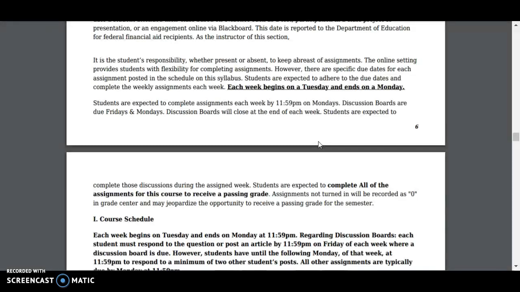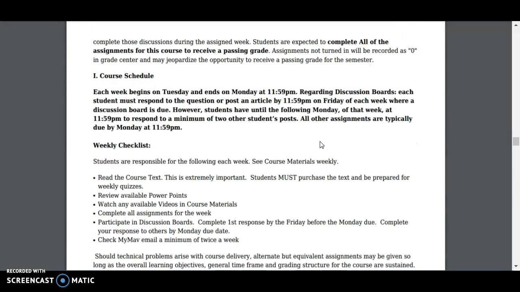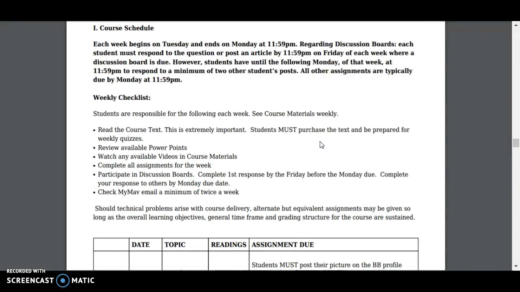I think you'll get in the groove of it as you follow along, but that allows you to have the weekend and Monday to respond to people after you've posted on Friday. It seems to work well for people with the Tuesday through Monday. So most everything is due Monday by 11:59 unless otherwise noted. Here's the course schedule. It talks a little more about that.